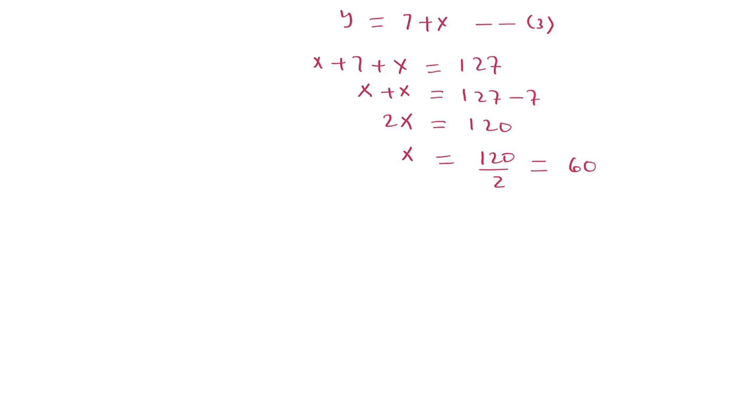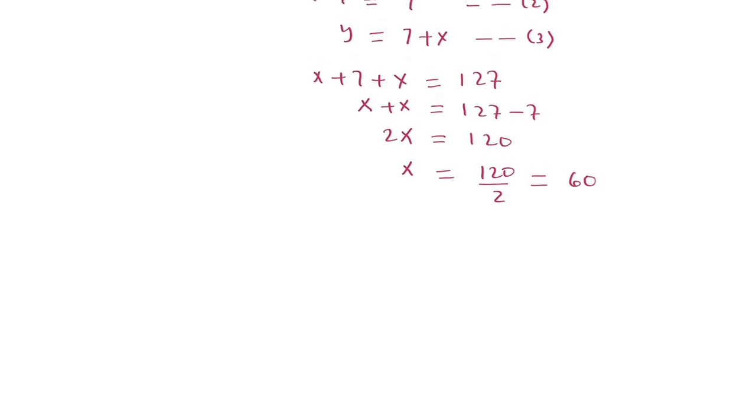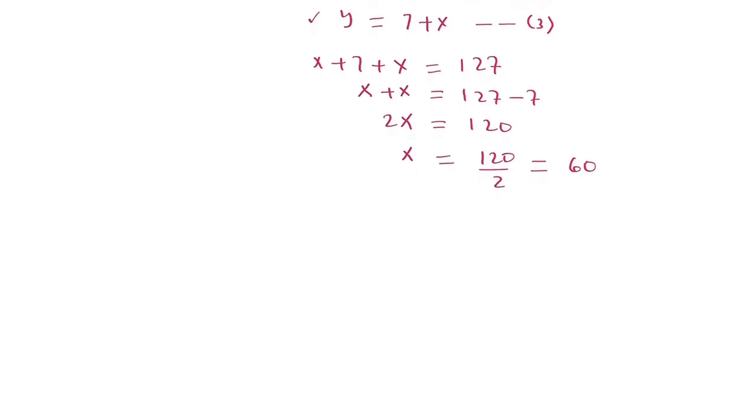Okay, so now we have the value for x. Let us now substitute the value of x into equation number 3 to find the value of y. Then our equation will be y equals to 7 plus 60, of which solving this, we are having 67. Then our first number is 60 and our second number is 67.